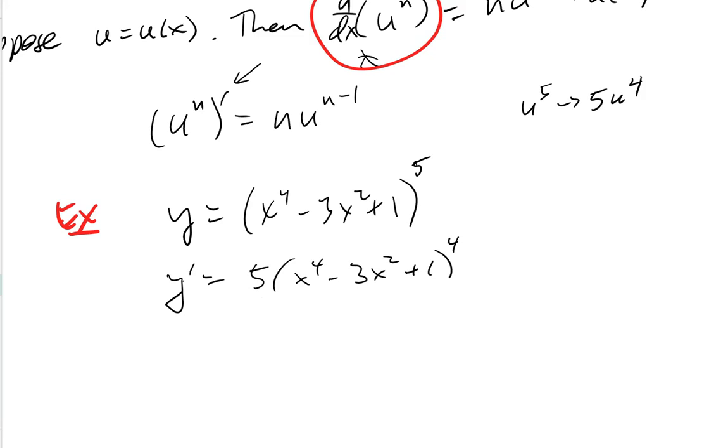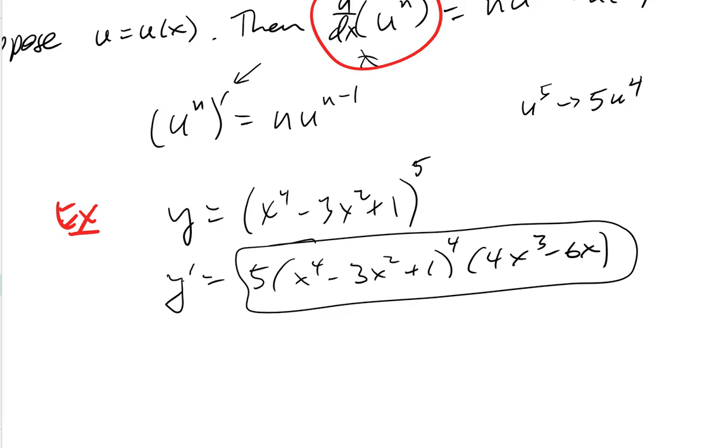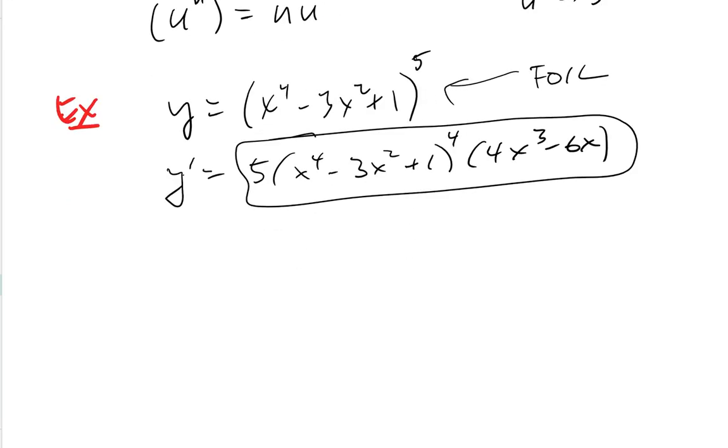Now you take the derivative of the inside. So when you take the derivative of the inside, you get 4x cubed minus 6x. There's your answer. Another way you could do this is multiply that out 5 times. You FOIL that out 5 times and then take the derivative of that, but that would take forever. So it's obviously not the way to go. So that's the chain rule for that. If you look very carefully, there are other problems that are similar. You just may not recognize it.